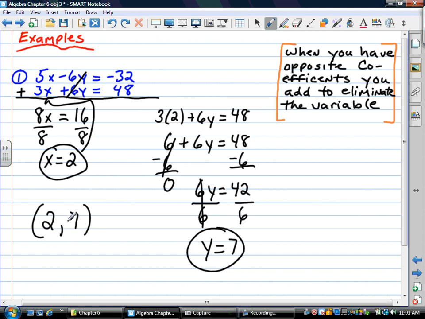but I want to do a quick mental check, and let's see if our solution makes both equations true. Replace x with 2, replace y with 7, see if I get a true statement. 5 times 2 is 10, 6 times 7 is 42. Is 10 minus 42 equal to -32? Yes, it is. We try the second equation, replace x with 2, replace y with 7, see if we get 48. 3 times 2 is 6, 6 times 7 is 42, 6 plus 42 is equal to 48. I know that that is the solution to the system because I've checked my answer. The value for x, the value for y makes both equations true.